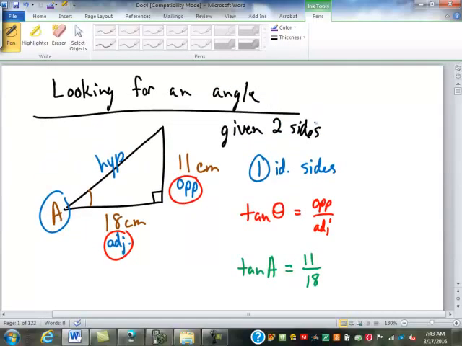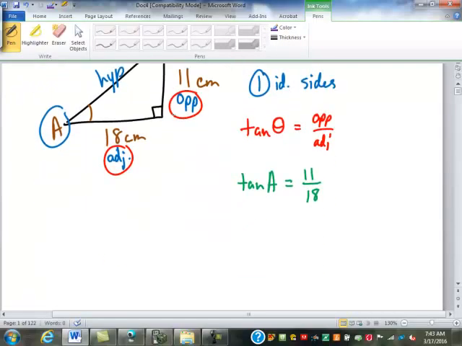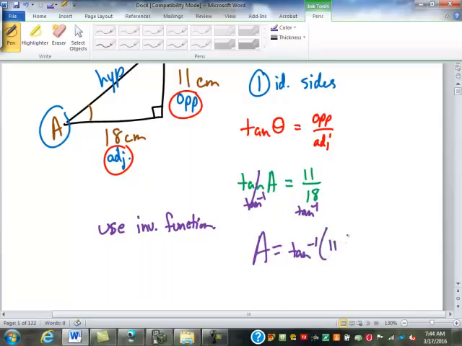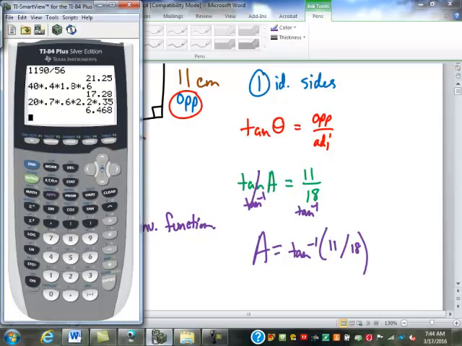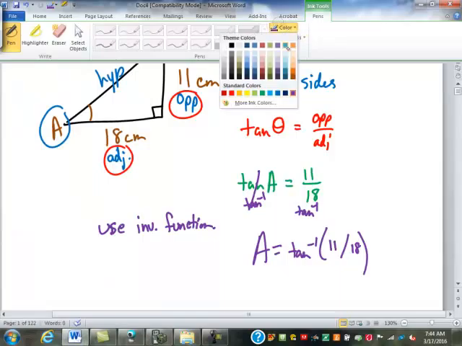Now, since we are looking for an angle, the way we solve this equation is to use an inverse function. That's the second function. Remember the tan⁻¹, sine⁻¹, cosine⁻¹. So we're going to do an inverse tangent, or tangent⁻¹. Cancels out the tangent, leaves us with A equals the inverse tangent of 11 over 18. So second tangent, 11 divided by 18, close the parentheses, is 31.43 degrees.